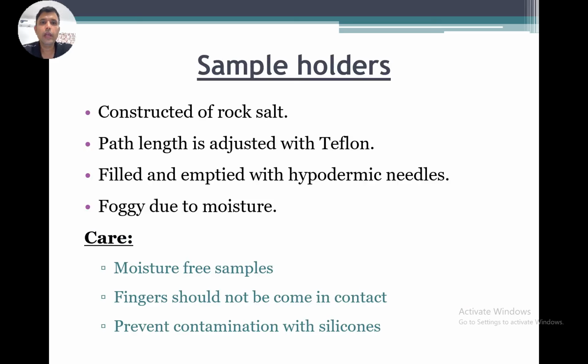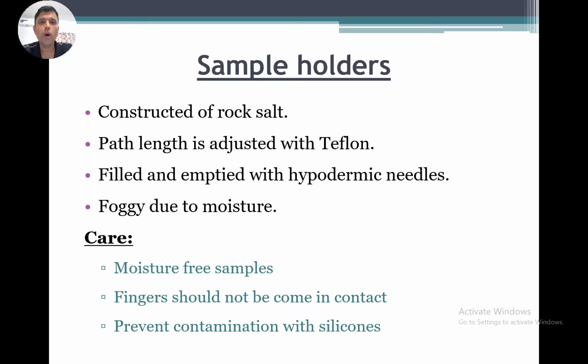In case of liquid samples, these cells are usually constructed of rock salt, sodium chloride plates, because rock salt is transparent to IR radiation. The path length can be adjusted with the help of Teflon spacers, so a uniform path length we can ensure. Then these samples are usually filled with the help of hypodermic needles. In order to transfer the sample, we usually use these hypodermic needles.